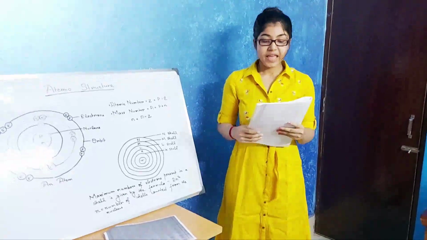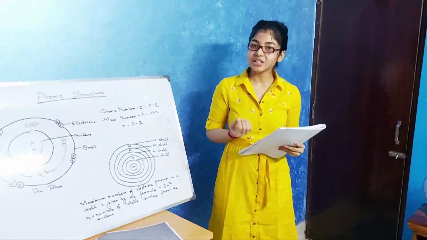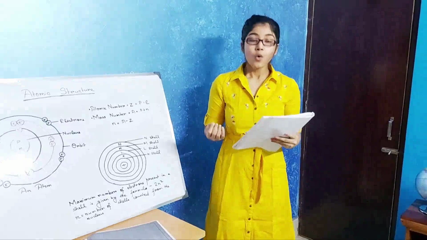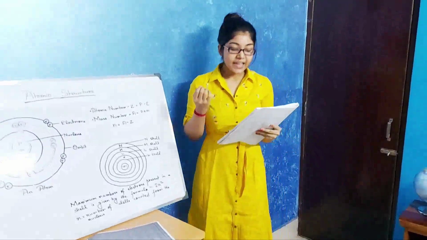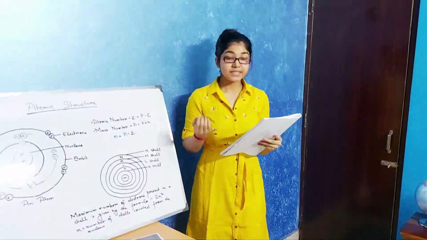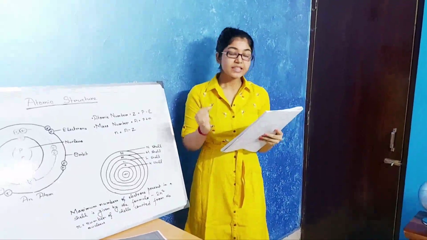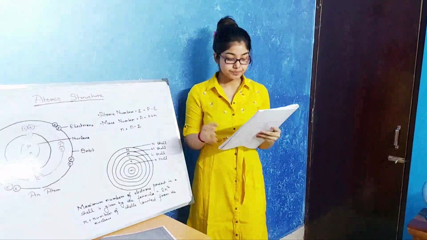What is an atom? An atom is the smallest particle of an element which takes part in a chemical reaction. What is an element? An element is a pure substance that is made up of only one kind of atoms having the same atomic number.